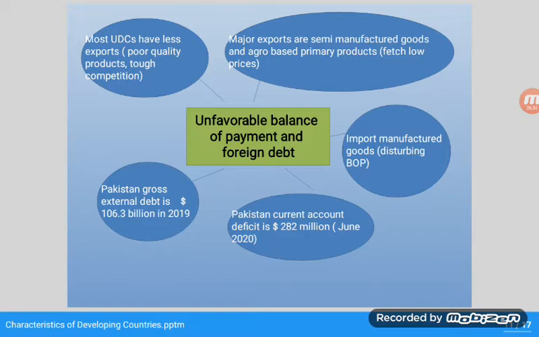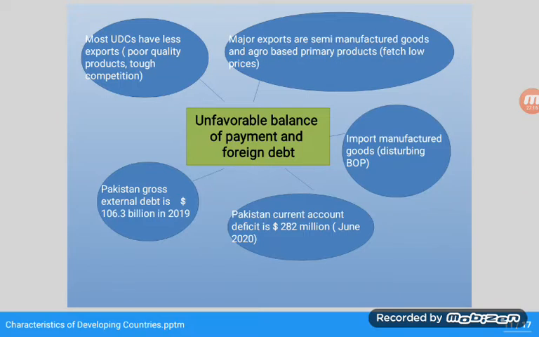Now the next point is unfavorable balance of payment and foreign debt. Developing countries have an unfavorable balance of payment. What is balance of payment? Balance of payment is an account of their imports and export earnings. Okay, and unfavorable balance of payment means they are running into deficit. In other words, their imports are more than their exports. And when you have a deficit, it leads to foreign debt.